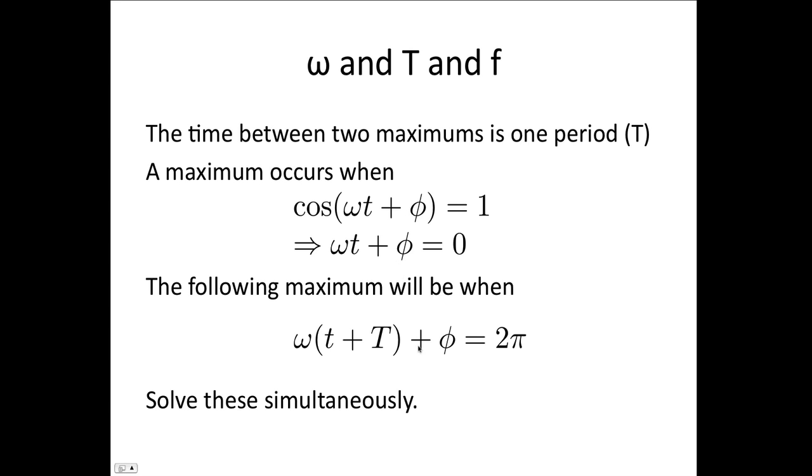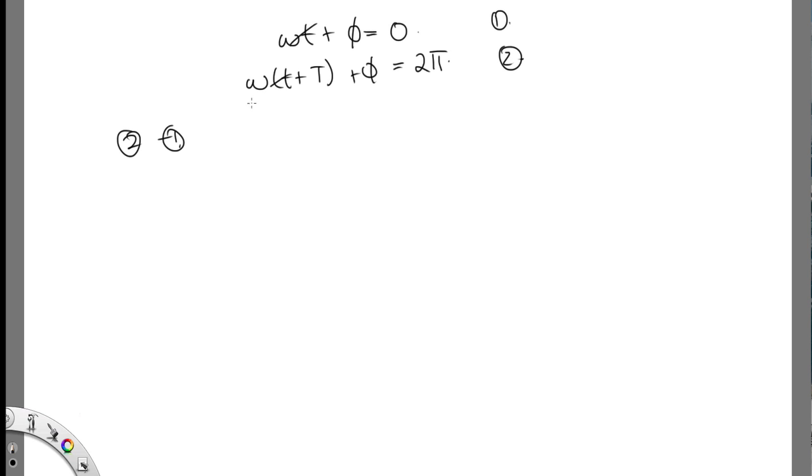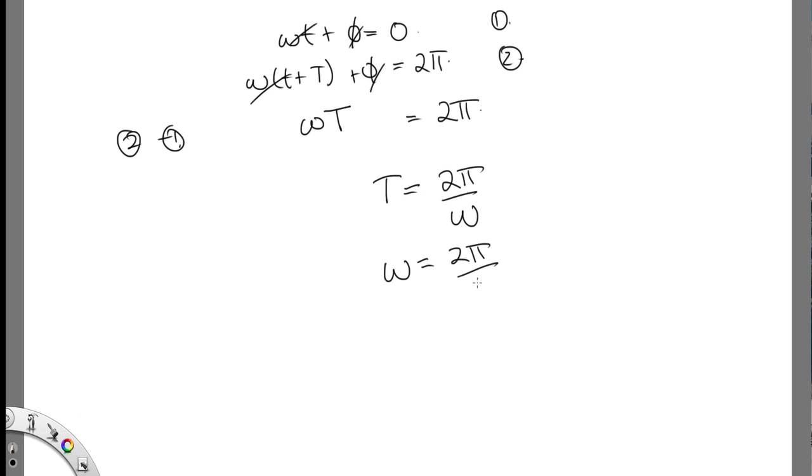So now we just need to solve these simultaneously. We've got omega t plus phi is equal to 0, and omega (t plus big T) plus phi is equal to 2 pi. Let's call this one 1, this one 2. Let's go 2 minus 1. The omega t's cancel out and we end up with omega capital T. The phi's cancel each other out and we end up with 2 pi. So we can see that T is equal to 2 pi over omega. So that's our relationship between the period and omega, or omega is equal to 2 pi over T.